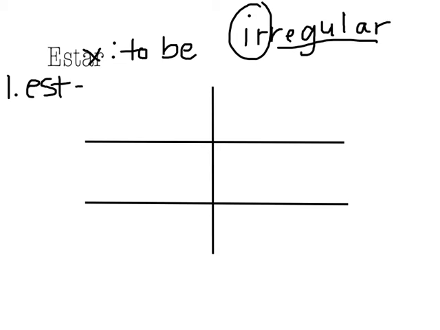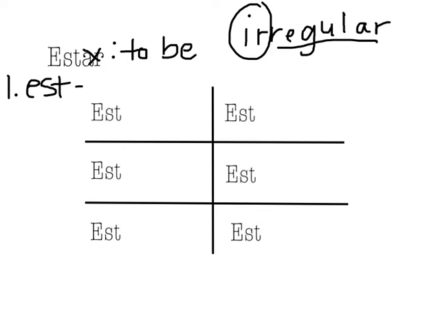And that's actually going to be the same. So I'm going to go ahead and put for us the est in all of the little parts of our table here. But the reason that estar is irregular is because some of the endings are irregular. So we're going to talk about that as we go.